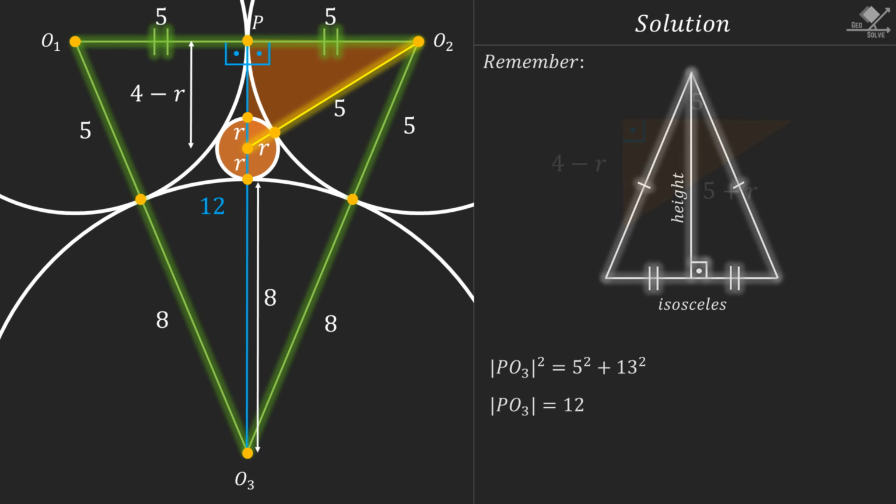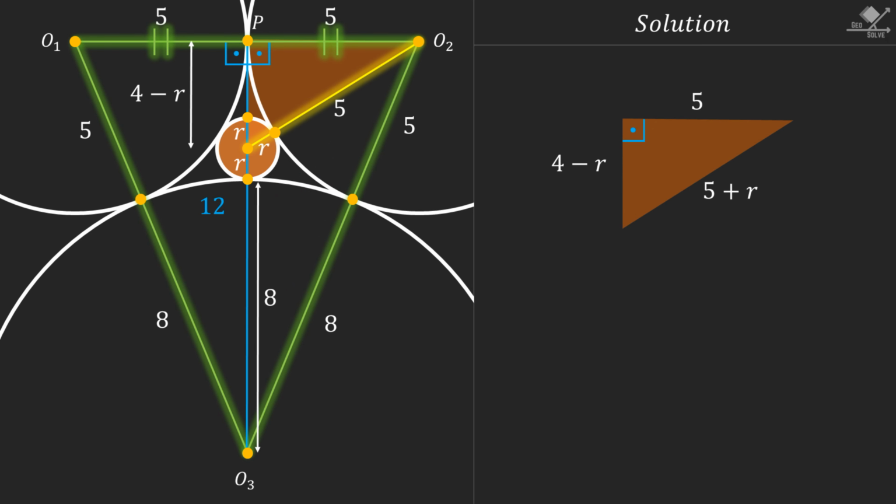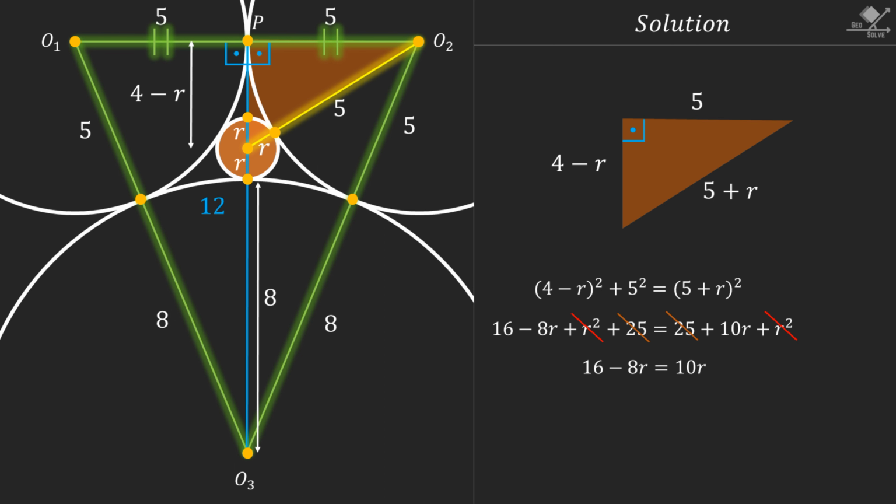We know all sides of this triangle in terms of the variable R. So let's apply the Pythagorean Theorem to solve for the radius R. If we square the terms, we will have this equation. From here, the R squared and 25 terms will cancel out. So we will have 16 minus 8R equals 10R. Adding 8R to both sides, we will have 16 equals 18R. And from here, the radius of the middle circle R can be calculated as 16 over 18 units.